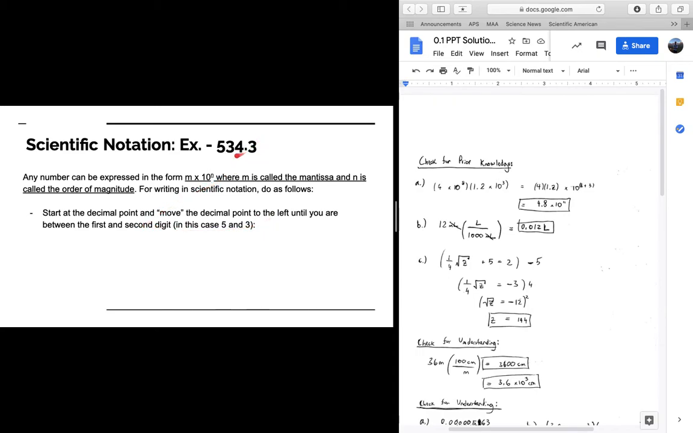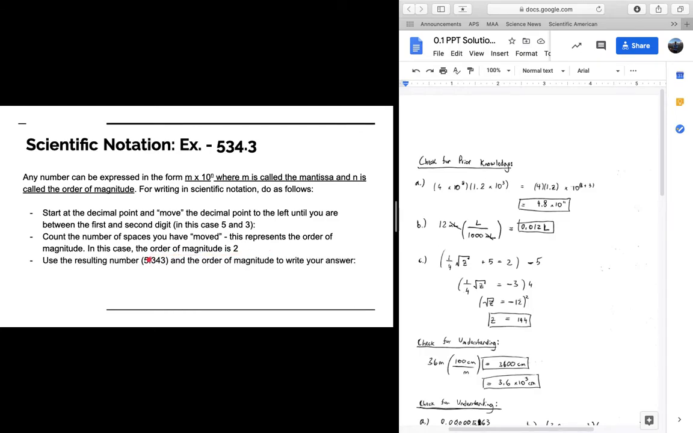In this case, what would be 5 and 3? We count the number of spaces you have moved. This represents the order of magnitude, okay? In this case, the order of magnitude is 2. If we move the decimal point in 534.3 to between the 5 and 3, we're going to move 2 spots. So as a result, the number of spaces we moved is 2, and thus our order of magnitude is 2.